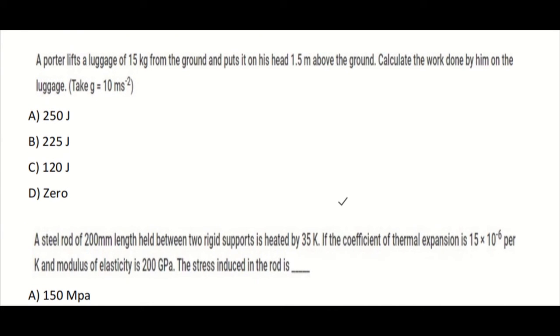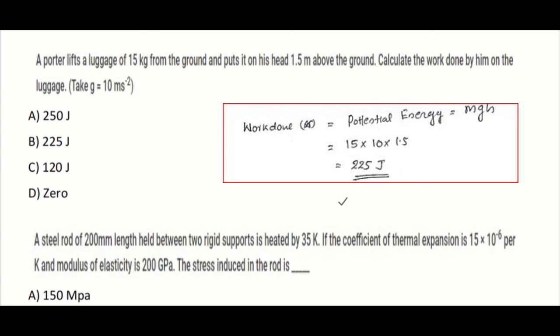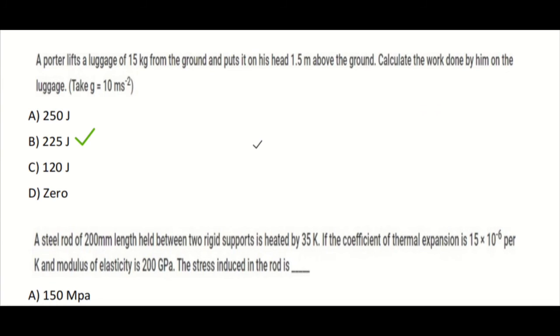A porter lifts a luggage of 15 kg from the ground and puts it on his head 1.5 meter above the ground. Calculate the work done by him on the luggage. In this question, the work done will be equal to the potential energy, that is mgh. All the values are given. From that we will get the answer 225 joule.